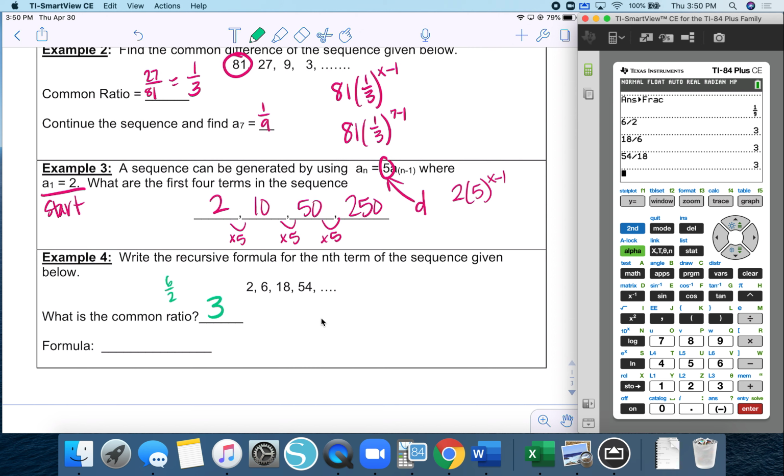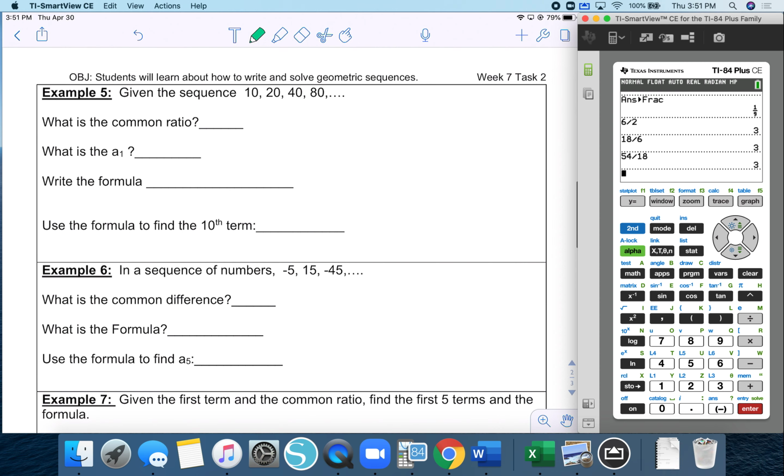So my formula is going to be my starting value times my common ratio raised to the x, or n, minus 1. So for the last few problems, the common ratio, given that sequence 10, 20, 40, 80, you might be able to see it, but a number divided by the number that came before it, 20 divided by 10, would be 2. Just like 40 divided by 20 would be 2, and 80 divided by 40 would be 2. A to the 1 is 10. That is my first term. So my formula is going to be 10 times 2 raised to the x minus 1.